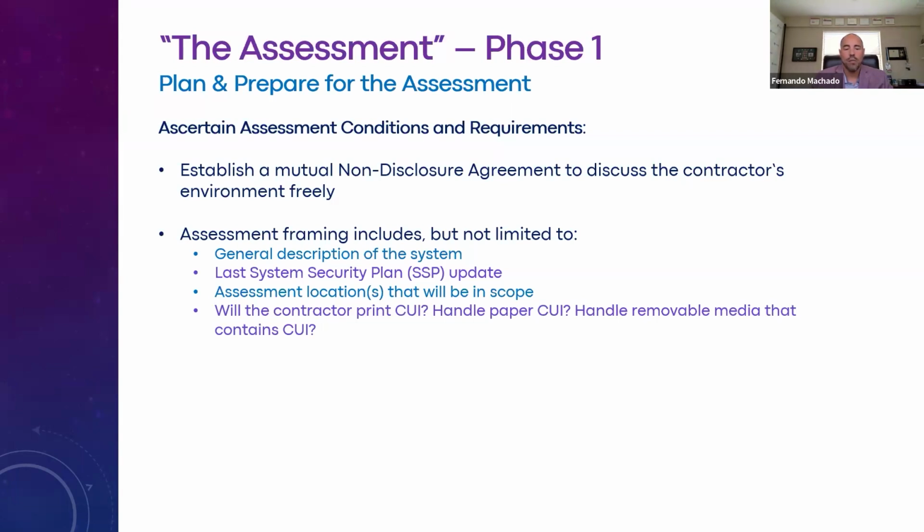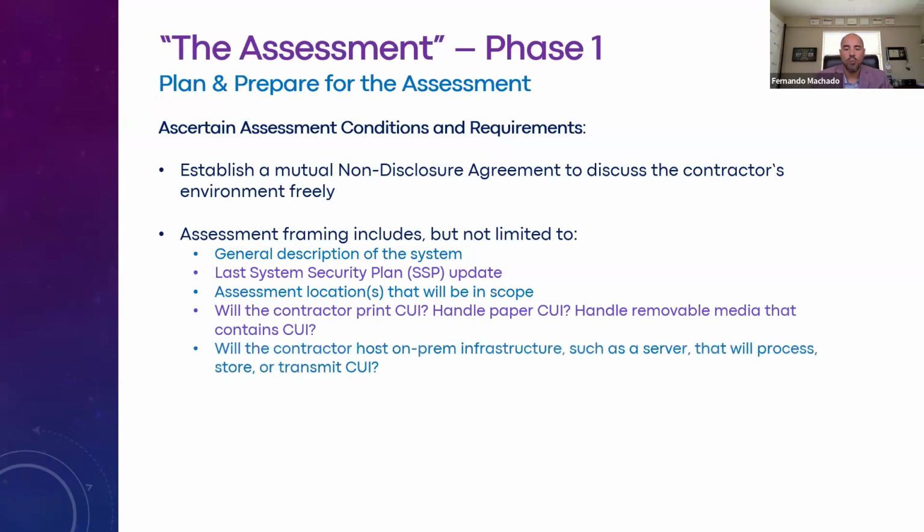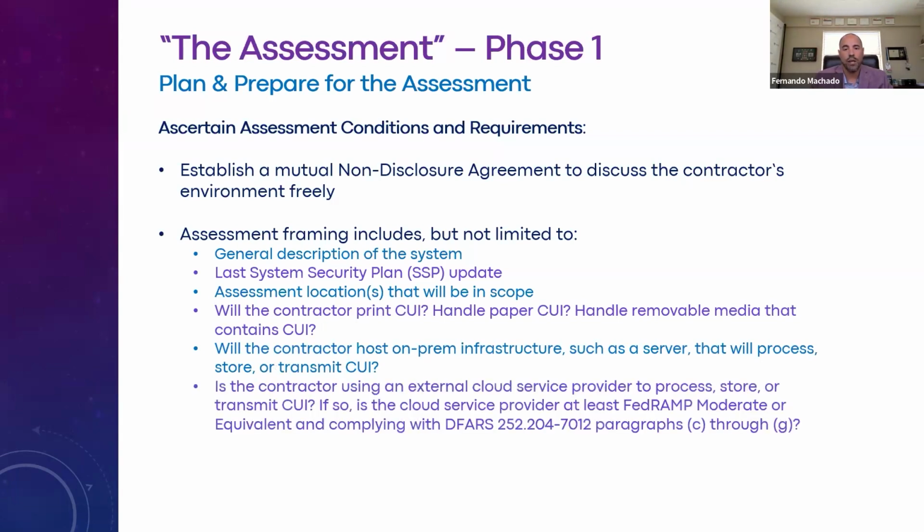I'm going to be asking, will you be hosting an on-prem server that contains CUI? What about external cloud service providers, right? Will you be using an external cloud service provider to process, store, or transmit CUI? If so, is that cloud service provider at least FedRAMP Moderate or equivalent and complying with paragraphs C through G in accordance with DFARS 7012? Are you using a managed service provider?